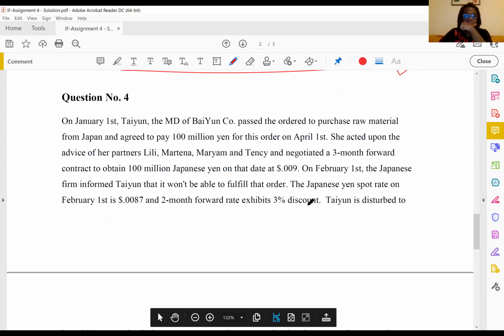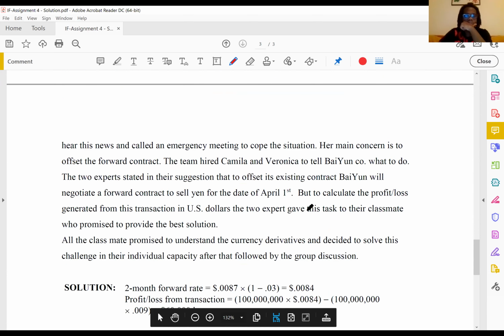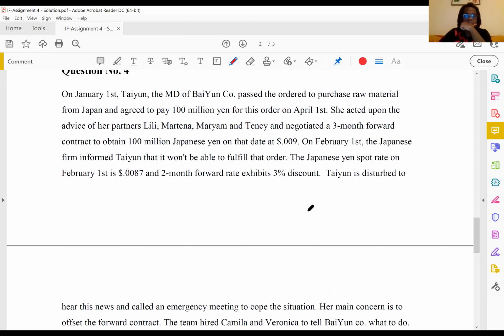Question number 4. Let's just read that. It's a little bit lengthy one. Okay, let's just talk about this. On January 1st, Taiyun, the MD of Baiyun, passed the order to purchase raw material from Japan, agreed to pay 100 million yen for this order on April 1st. So, you know, this is the reference point or the amount. So you just highlighted that, okay, this is April 1st, you mark that one.